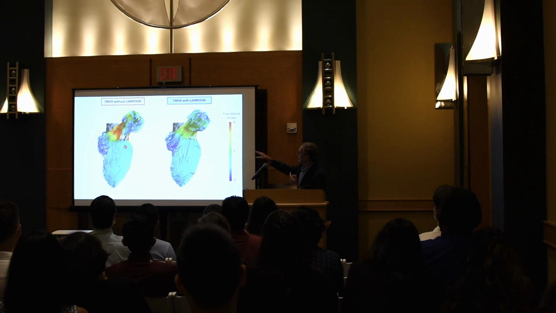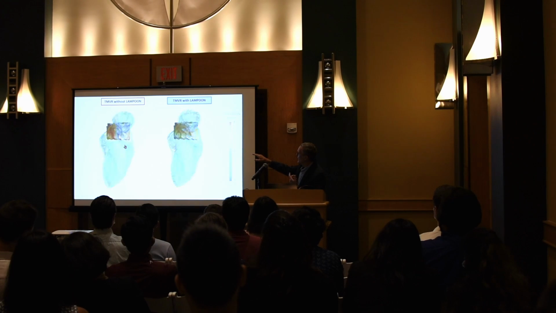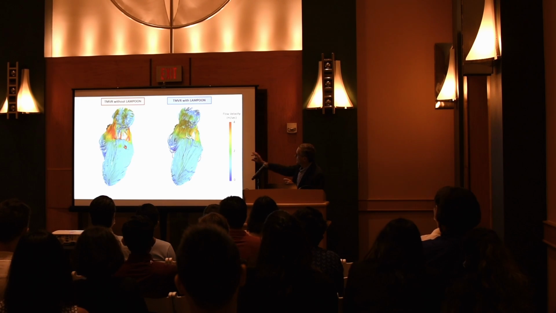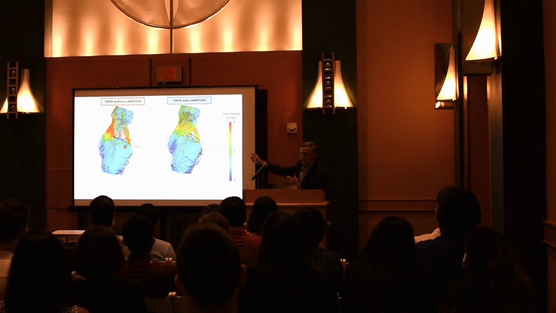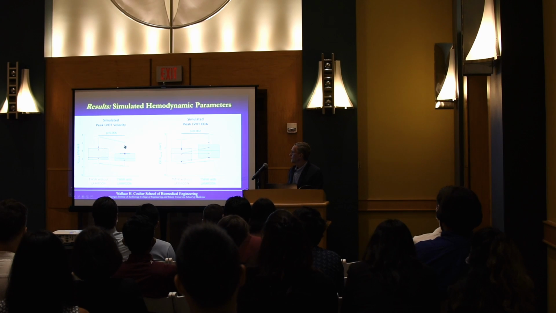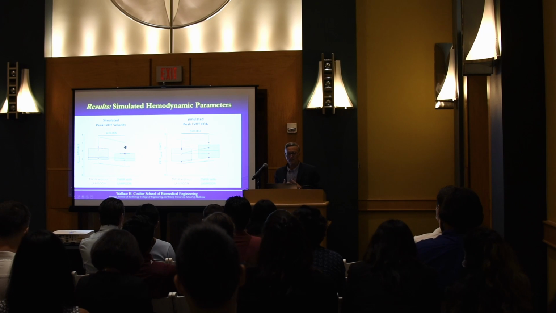So this is just another case where you can look at it without Lampoon, the virtual control, on the left. You see the higher velocities, and you see the exposed cells versus the closed cells. And then you see the flow going around the valve in different ways without Lampoon, but going through the cells, and so you got lower velocity in the Lampoon case.